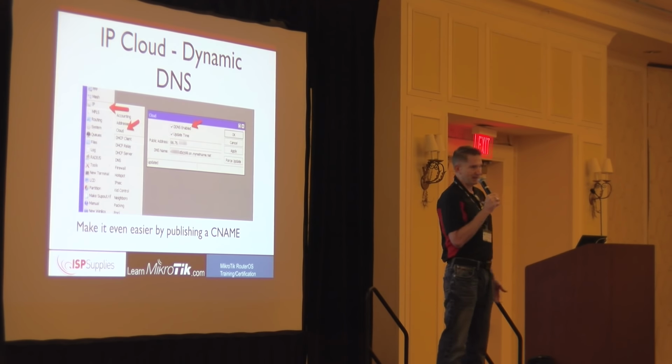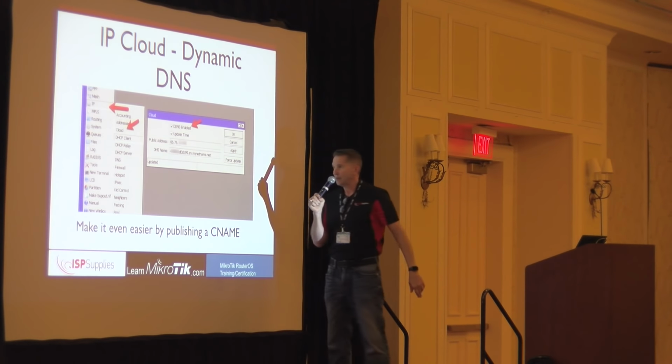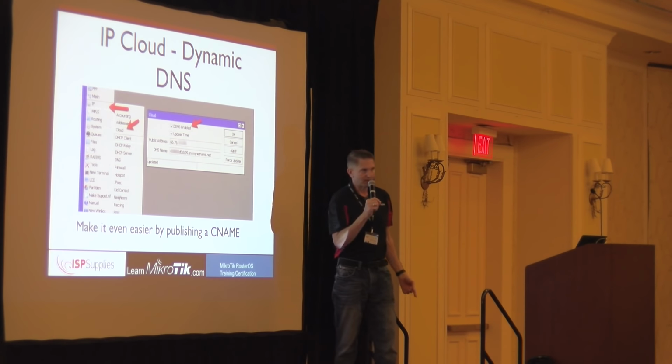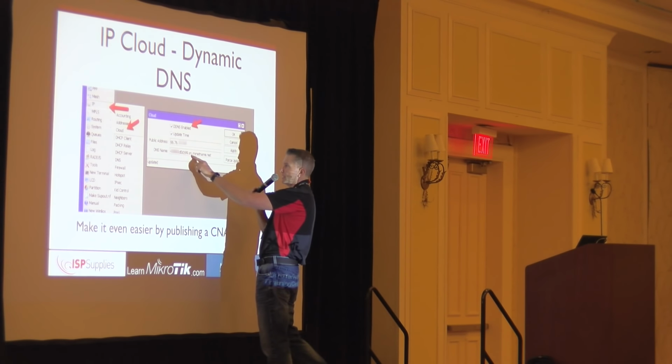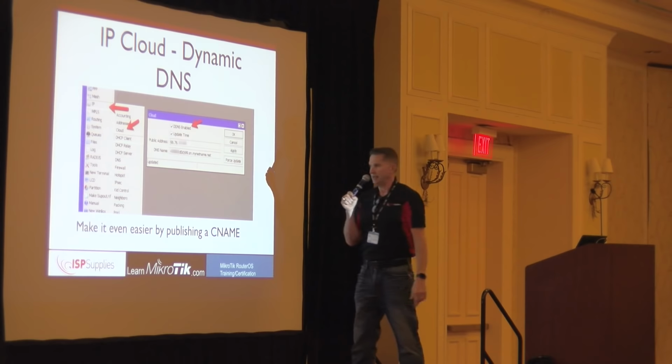All you do is select IP Cloud and enable dynamic DNS. Once you hit apply, it's going to look up your public address, and it's going to create a DNS name for you that will be available from the internet. And that name is the serial number of your board .sn.mynetname.net.